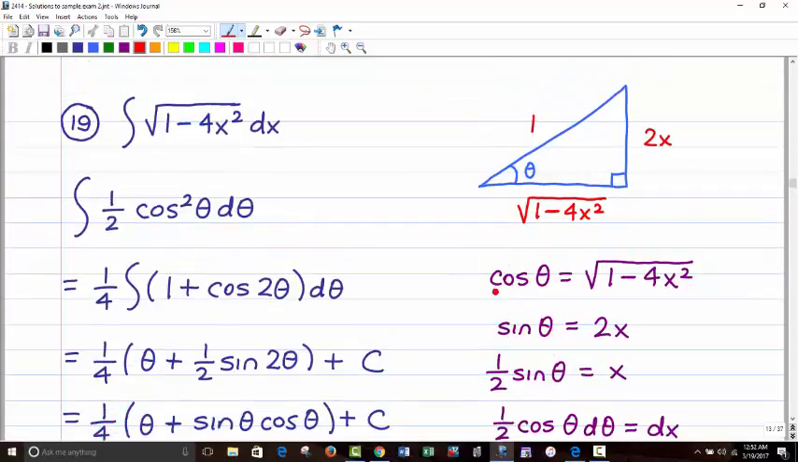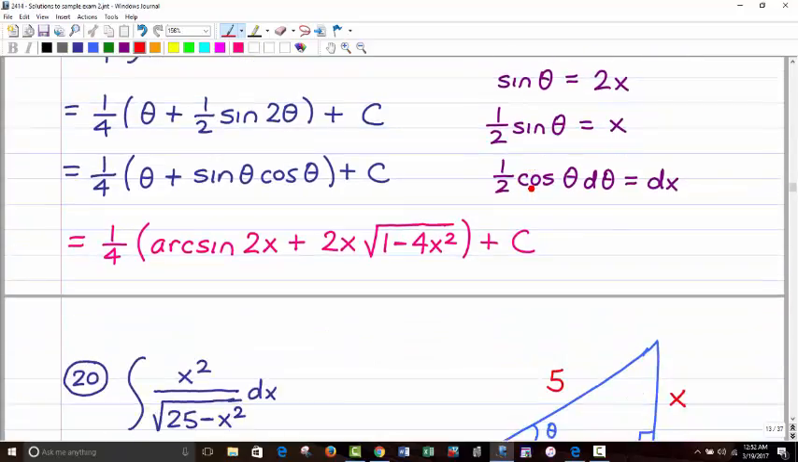Sine of theta we know is 2x. We already have it down here also. But if we didn't, 2x over 1, the radical over 1. So it's 1/4 arc sine of 2x plus 2x times the square root of 1 minus 4x squared. And then all that's plus c. It's okay if you leave that answer like that. In multiple choice form, they might already have the 1/4 distributed through there, but that's not too difficult.